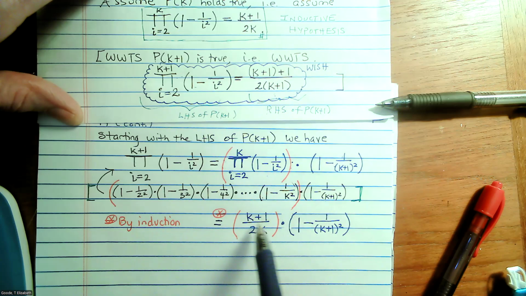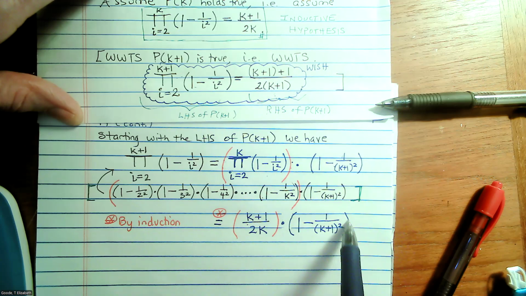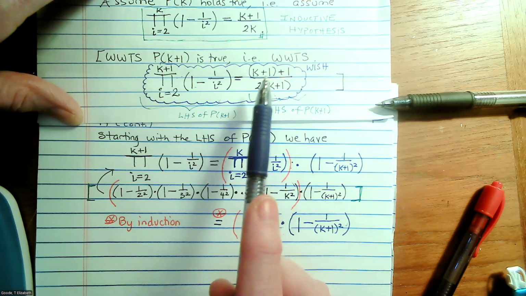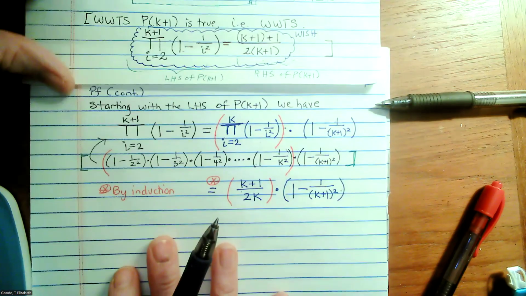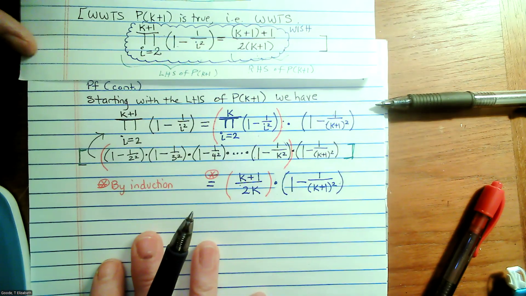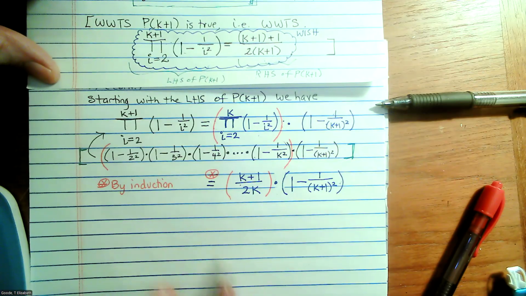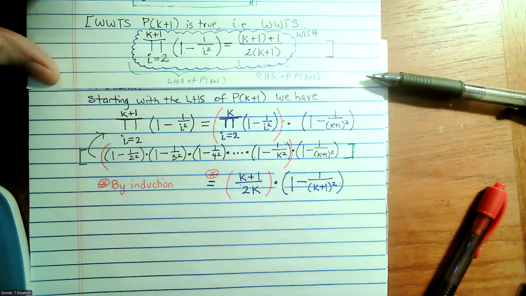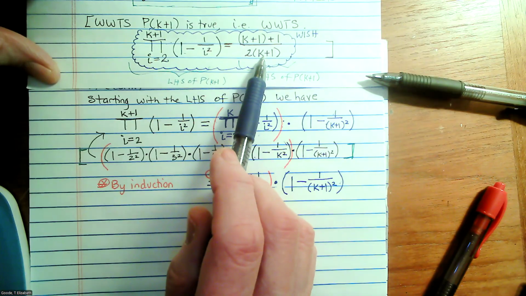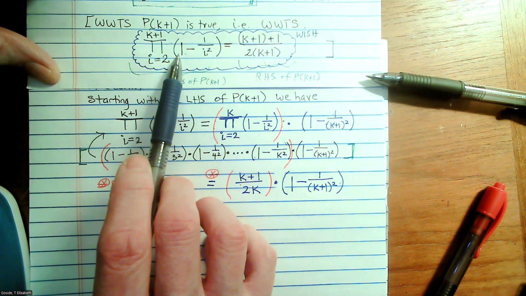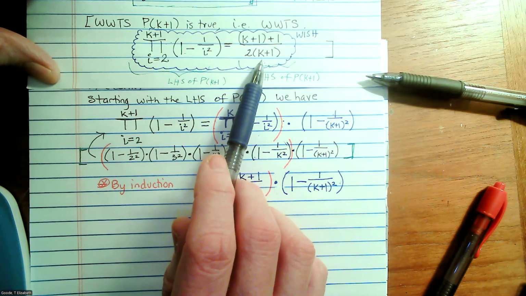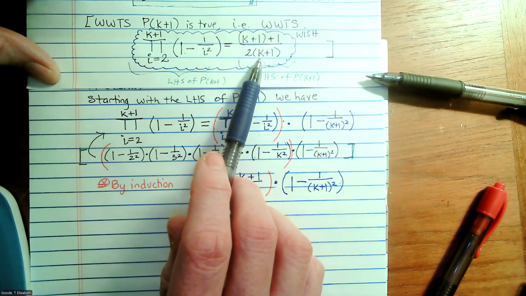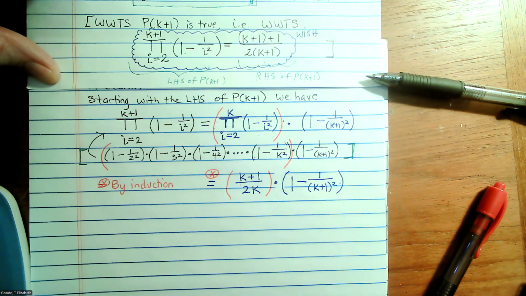Let's see if we can get from here to here. We've used our inductive hypothesis, so we don't even need to see it anymore, but we'll keep our eye on the prize. We'll keep our P of k plus 1 where we can see it because we're going to be shooting for this. We started with this and we're changing it. We're not changing the value. We're just playing algebra games, manipulating it with algebra.